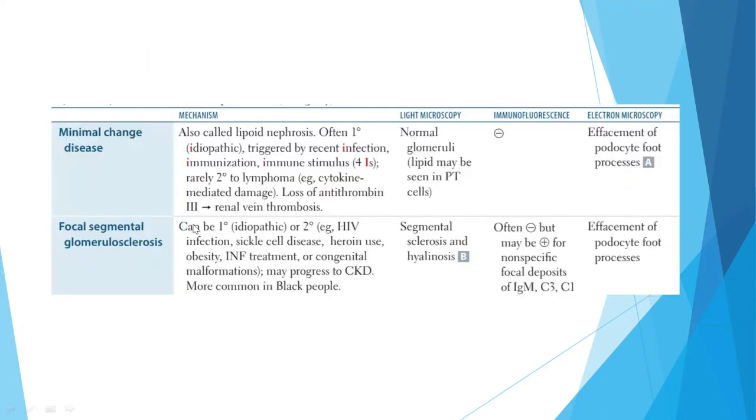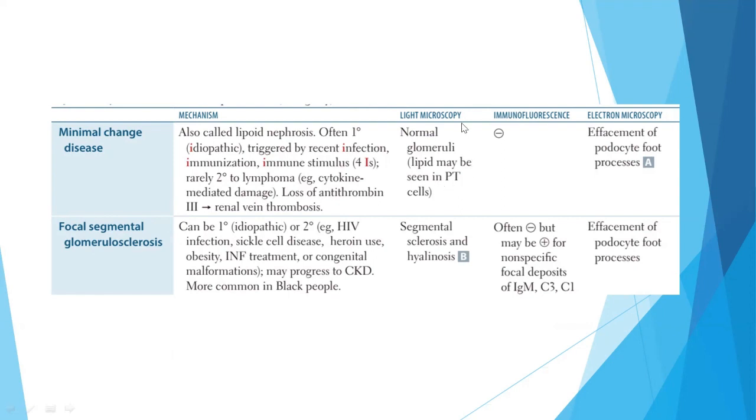So talking about the minimal change disease and focal segmental glomerular sclerosis. Minimal change disease is also called lipoid nephrosis and often is idiopathic, triggered by recent infection, like immunization or immune status. Rarely it may be secondary due to lymphoma. And there is loss of antithrombin, which can cause renal vein thrombosis in this patient.